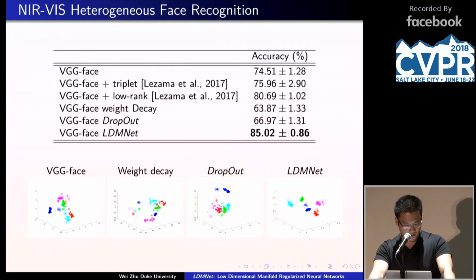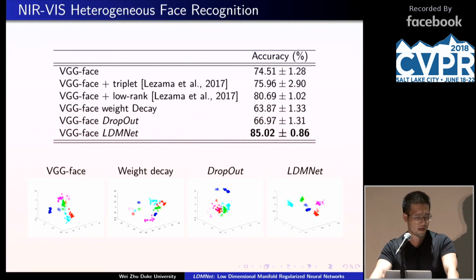As you can see, VGG-Face, which is a DNN pre-trained only on visible light images, has an accuracy of only 74% on the heterogeneous face recognition task. However, after embedding the features using LDMNet, the accuracy can be easily pushed to 85%. Visually, you can also verify that LDMNet maps features of different modalities to the same low-dimensional manifold, whereas other regularizations still map images of different modalities to separate clusters. All right, thank you.